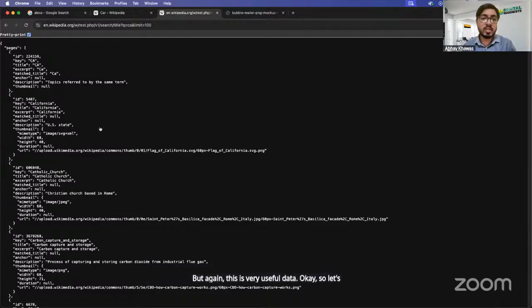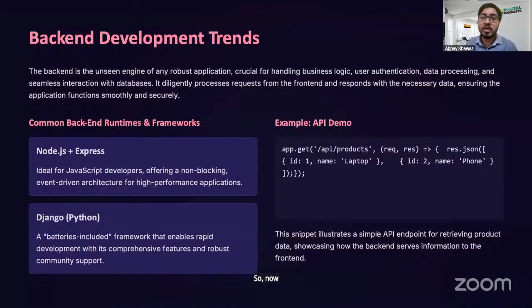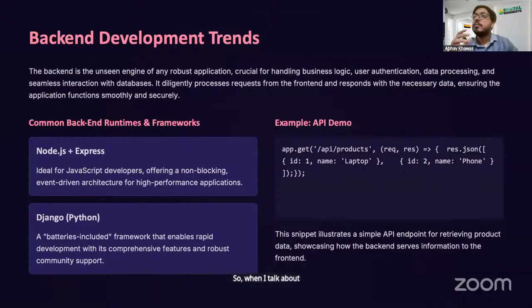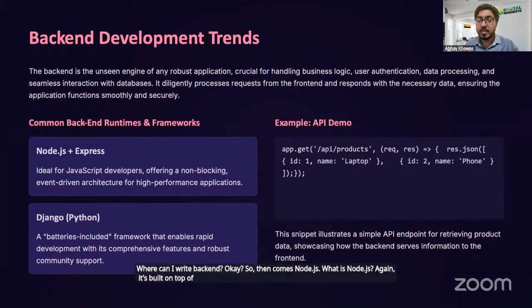So let's go back to the slide. Now you saw what the backend is. Now I'm going to talk more about backends. When I talk about backend, I'm talking about where I can write the backend. Then comes Node.js. What is Node.js? Again, it's built on top of JavaScript. It's basically a runtime of JavaScript.